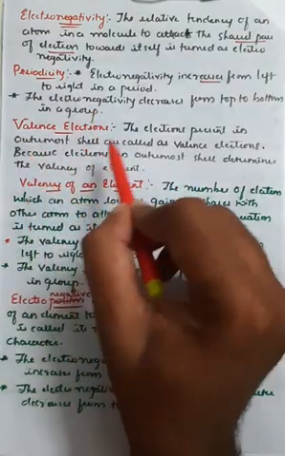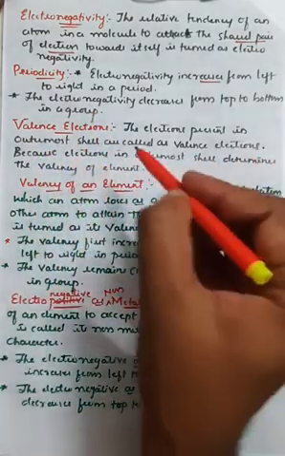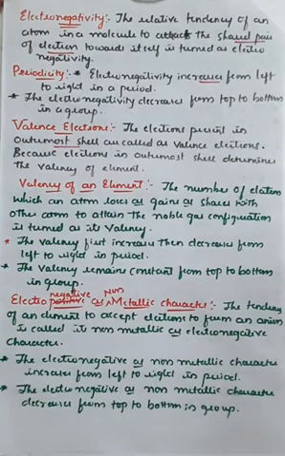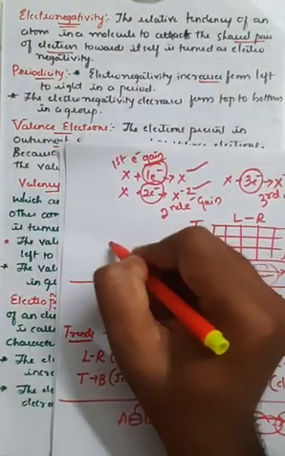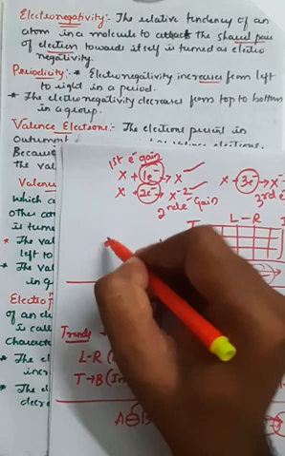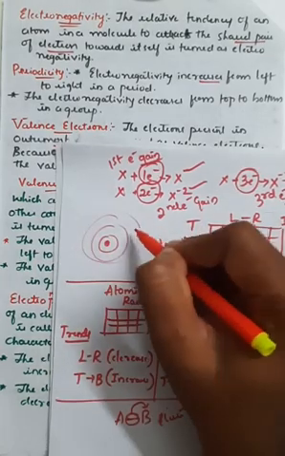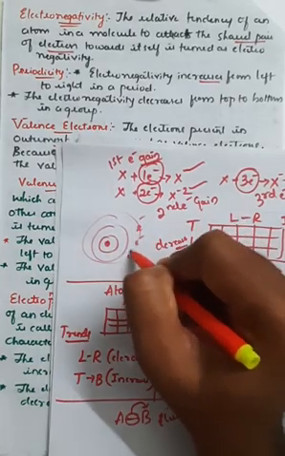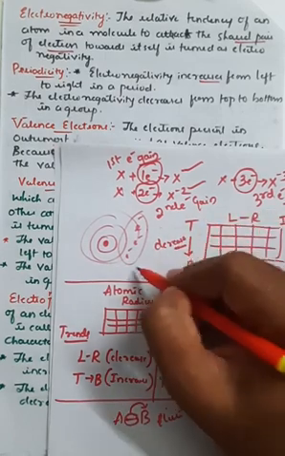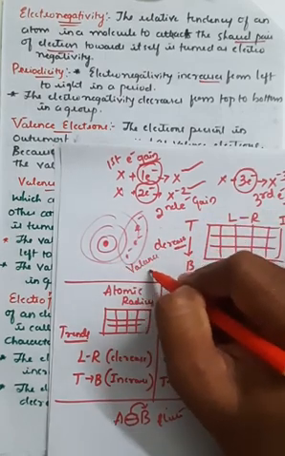And the next one is valence electrons. The electrons present in the outermost shell or in the last orbit are generally called valence electrons, right? If I consider an atom, this is the nucleus and it is surrounded by different orbits. Whatever the number of electrons present in the last orbit, these are called valence electrons.